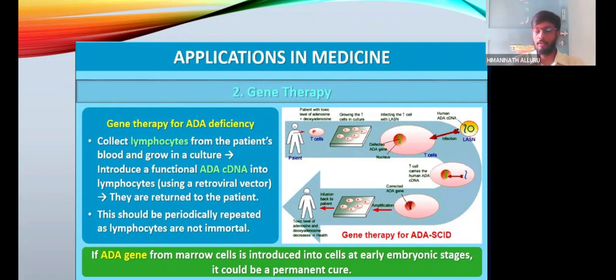Or we can even ask questions like, there are two patients. One is patient A, who has a 4-year-old baby who wants to take gene therapy treatment for ADA deficiency. The other is a mother who came to know through genetic testing that in the embryonic stage it has to be performed. Who will get the permanent cure and why?